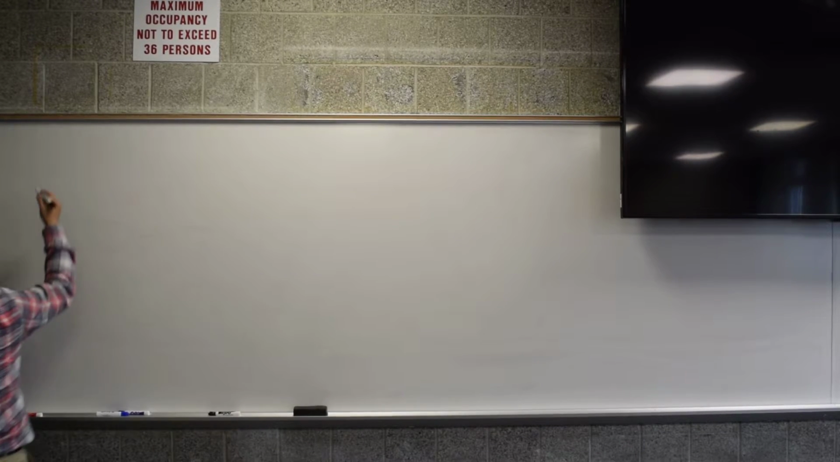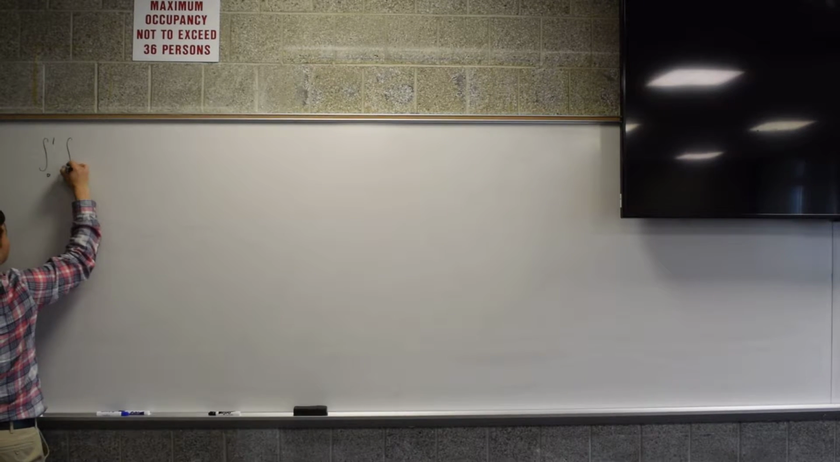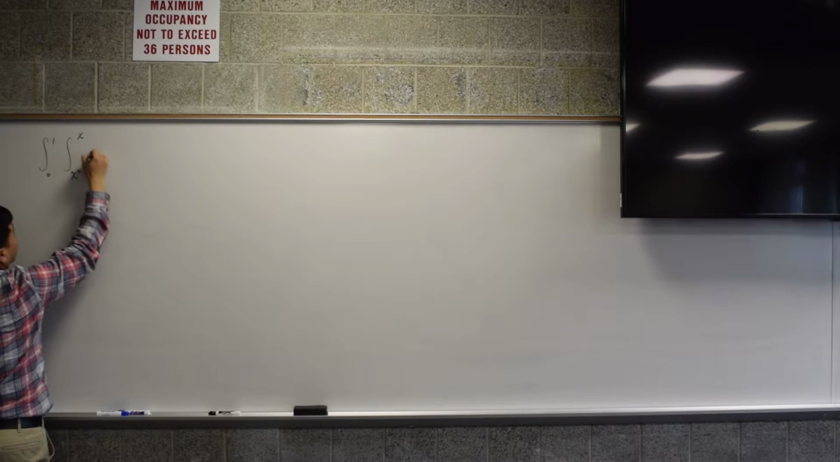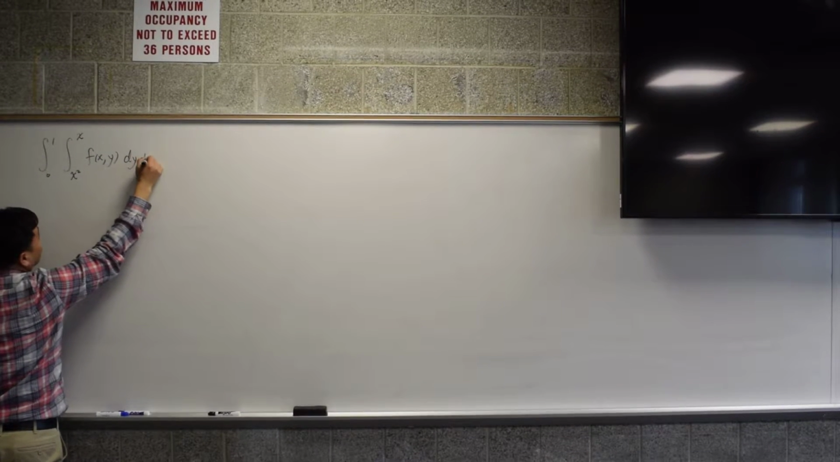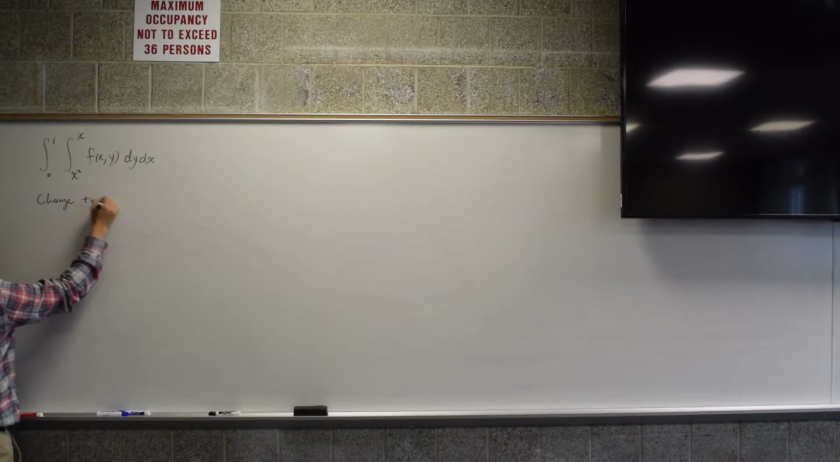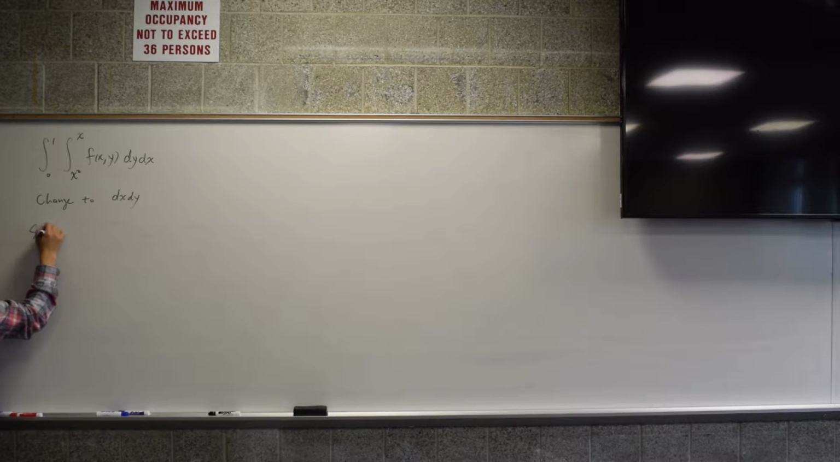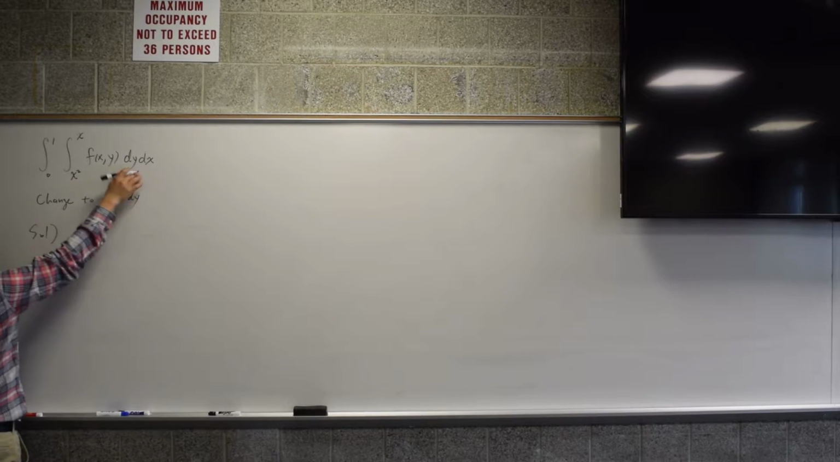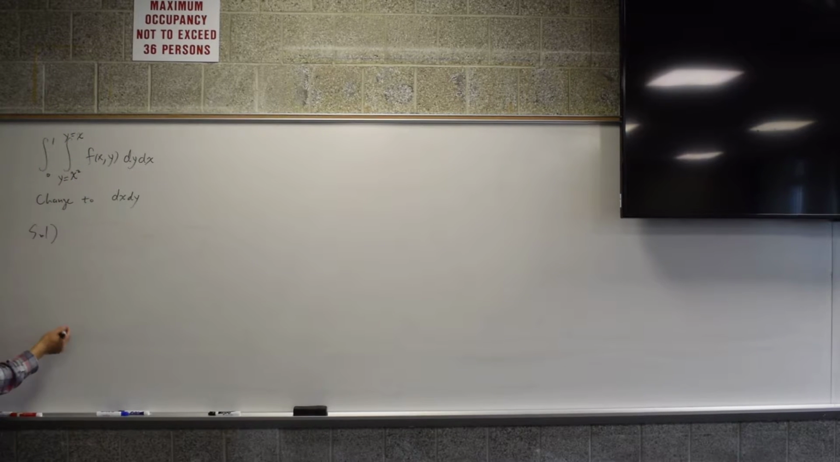Suppose you're given the integral from 0 to 1 of x squared to x, and you're integrating some function. What do you get if you change to dx dy? Okay. Solution. dy here means you actually have y equals x, y equals x squared.